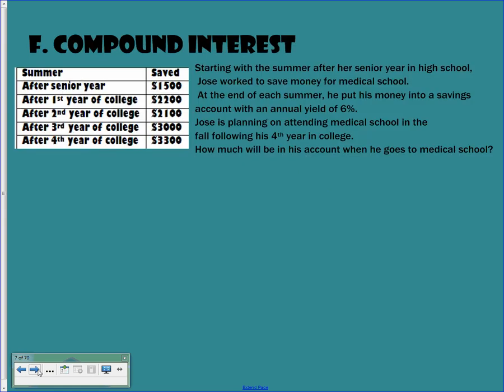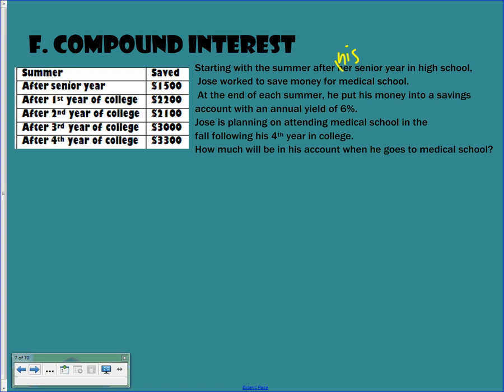And one story problem, a compound interest one. Woohoo! Starting with the summer after his senior year in high school, Jose worked to save money for medical school. At the end of the summer, he put his money into a savings account with an annual yield of 6%. Jose is planning on attending med school in the fall following his 4th year. How much money will be in his account?